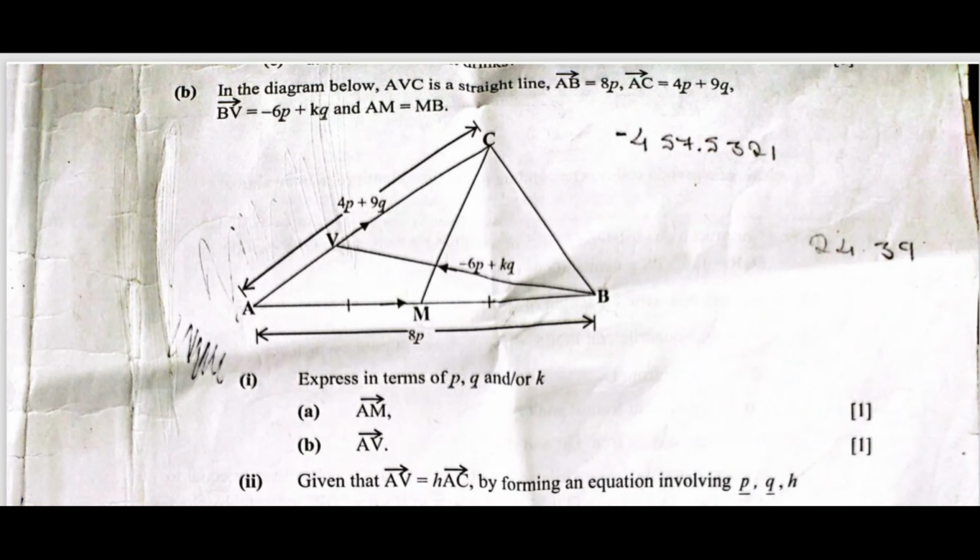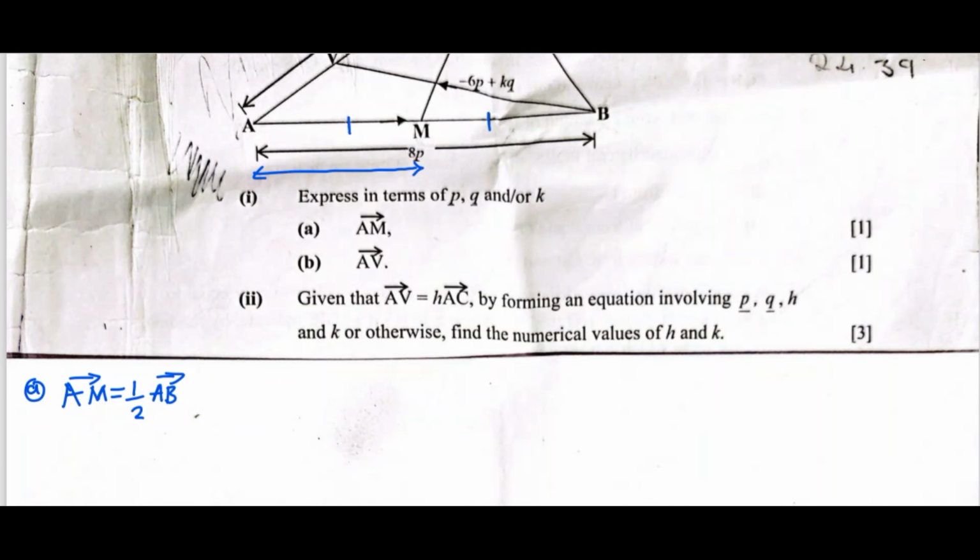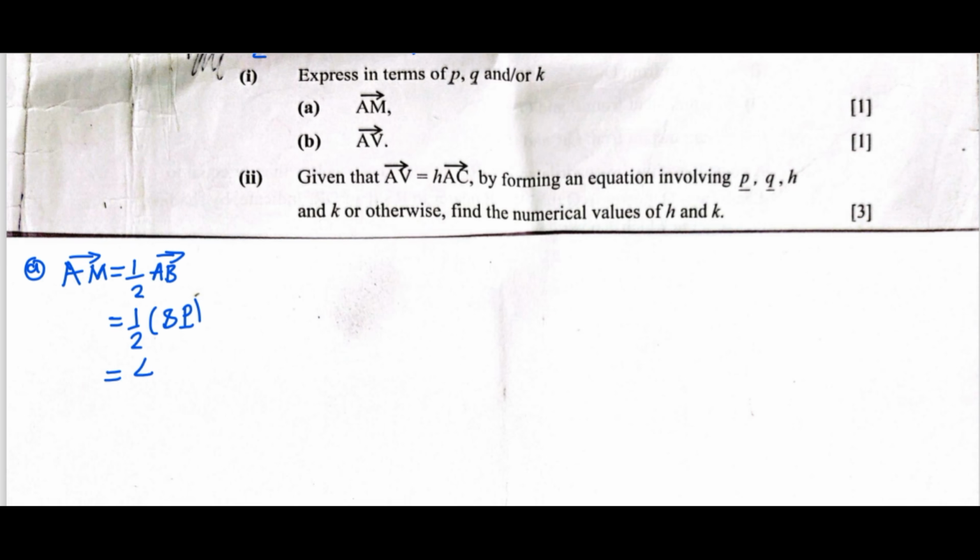So whenever we have that condition, you just have to know that the vector AM will be equal to BM. So we just have to divide 8P since it's the total of AB. Now let's look at the first question, question A, we want to find vector AM. Now vector AM, we just want to move from here up to here. Since M is the midpoint, it is half of the original vector, which is AB. So what is the vector AB? We have it, it's 8P. So AM will be half of 8P, which is our final answer here, 4P.